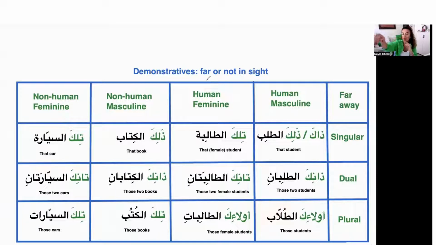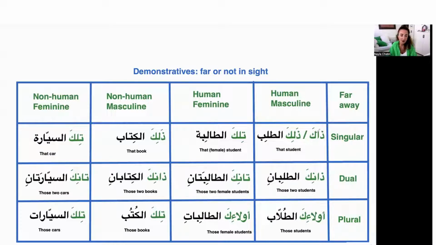Let's move on to the demonstratives, أسماء الإشارة, when your subject or your object you're pointing at is far away or is not even in sight. You are talking about it, referring back to it. Okay? So let's say you are saying that student which was here last week is very nice. Okay? So the demonstrative here would be ذلك.